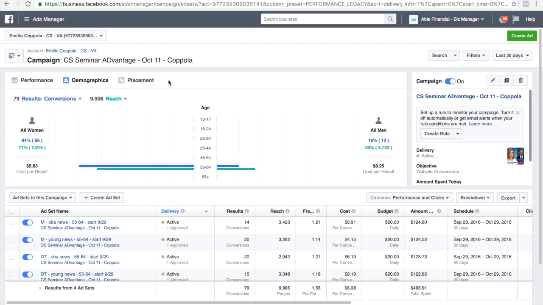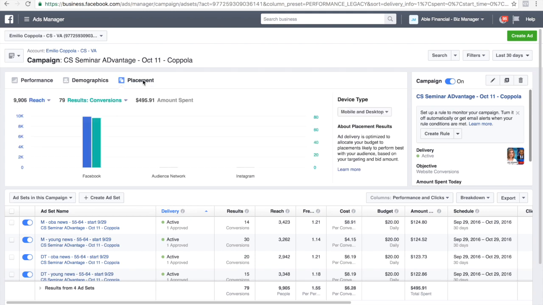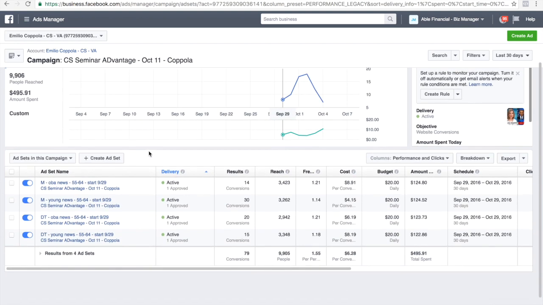Now the third tab you can click on here is placement. In this campaign, I'm only displaying on Facebook, and they're not differentiating between desktop and mobile conversions and reach. So all I can see is that all of my results, both my reach and my conversions, are coming from Facebook. If I did have Audience Network or Instagram on here, it would show my results based on placement type. Now the next thing I want to do is show you a little bit of insight into the campaign structure that I have here.